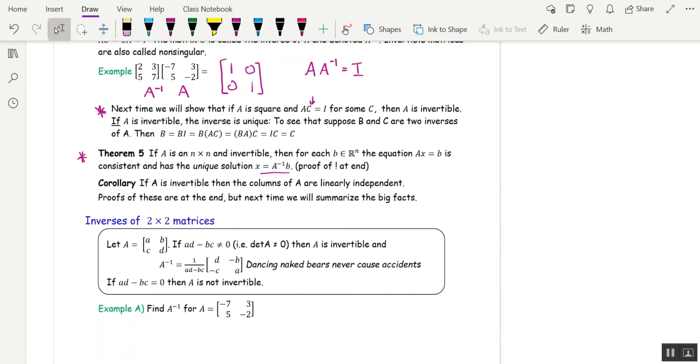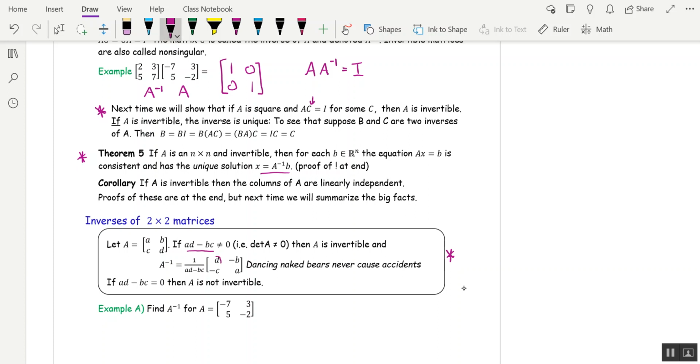One thing you do have to know is how to find the inverse of any matrix, and this is a formula for the inverse of a 2 by 2. If you have a 2 by 2 matrix and the determinant is not 0, and the determinant is this number here, AD minus BC, if that's not zero, then you have an invertible matrix. And here's the formula. You take 1 over the determinant, and then you swap the main diagonal entries, and you make the non-diagonal entries negative. And here's a mnemonic device. Dancing naked bears never cause accidents.